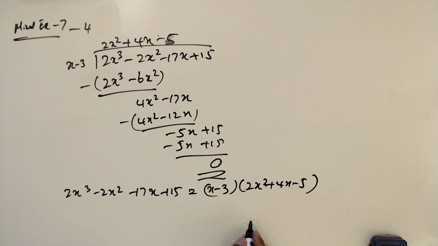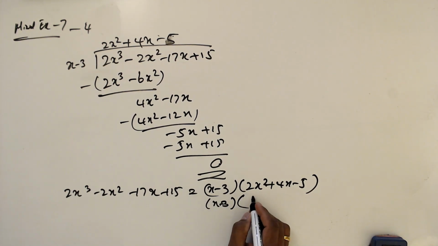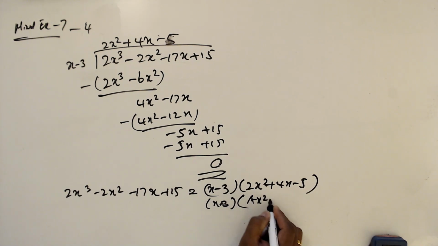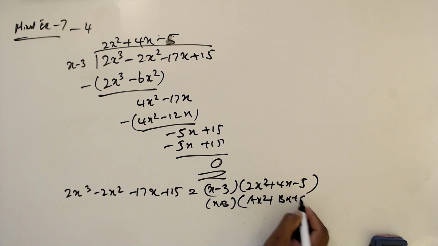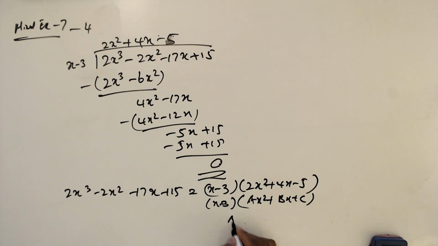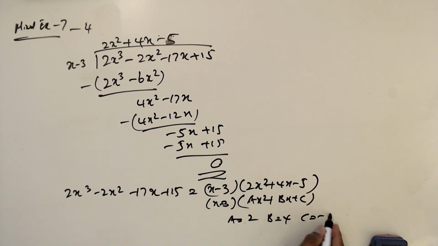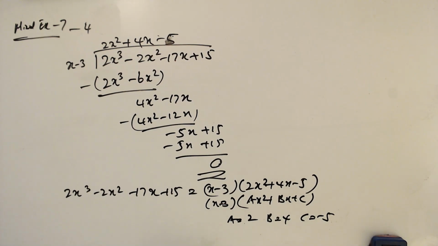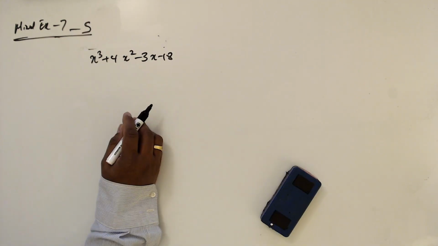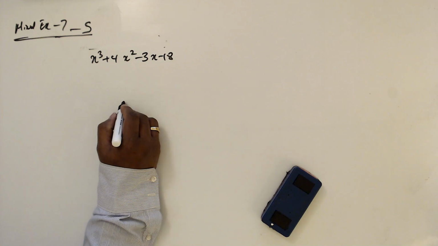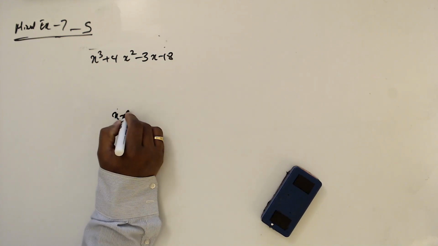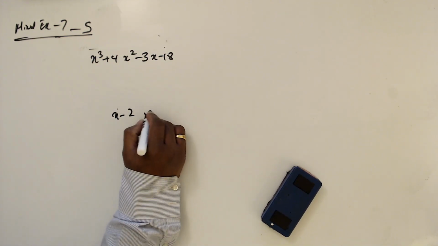Now this is x minus 3 times ax square plus bx plus c. Now a is 2, b equal 4, and c is minus 5. So we need to show that x minus 2 is a factor.